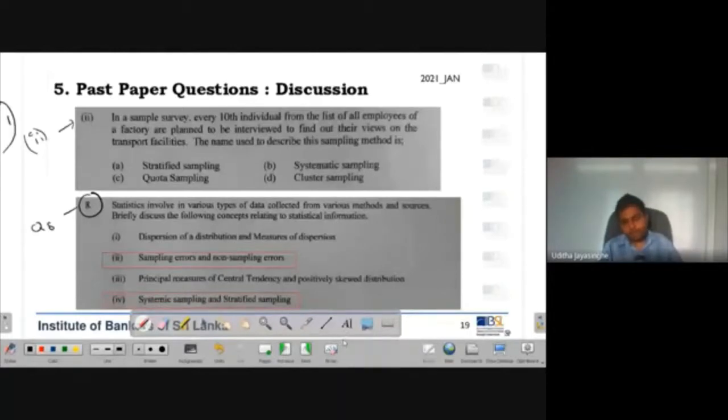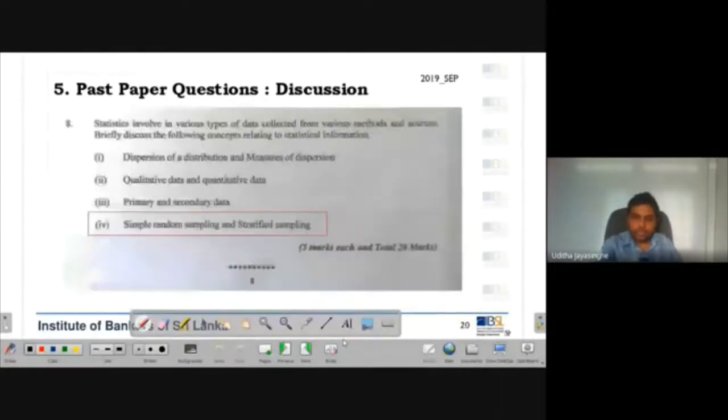Okay, fair enough. On to the next question. 2019 September. Statistics involved in various types of data collected from various methods and sources. Briefly discuss the following concepts related to the statistical information: simple random sampling and stratified sampling.